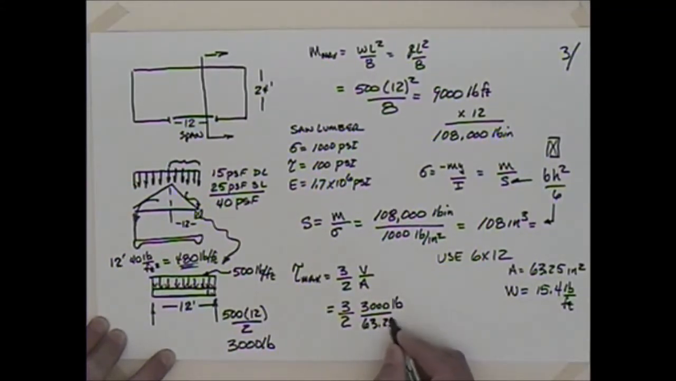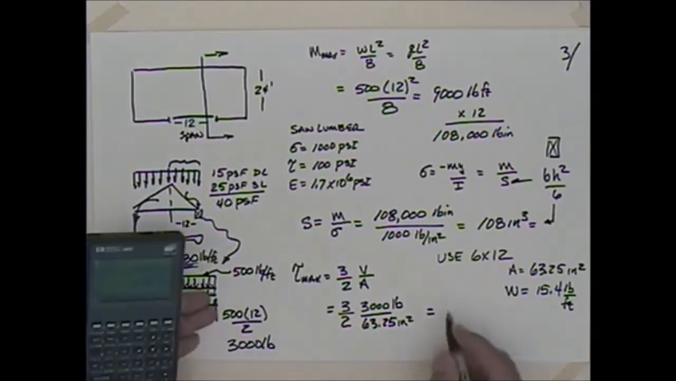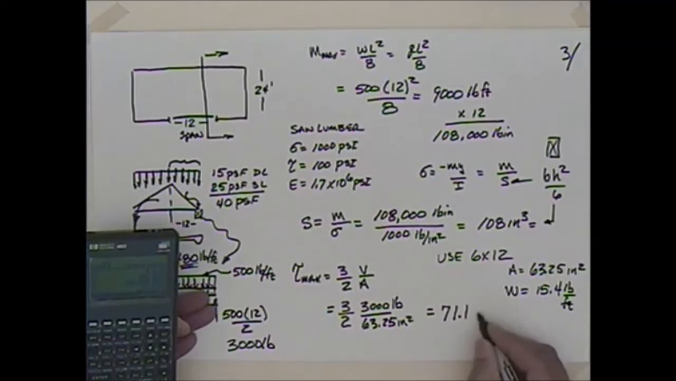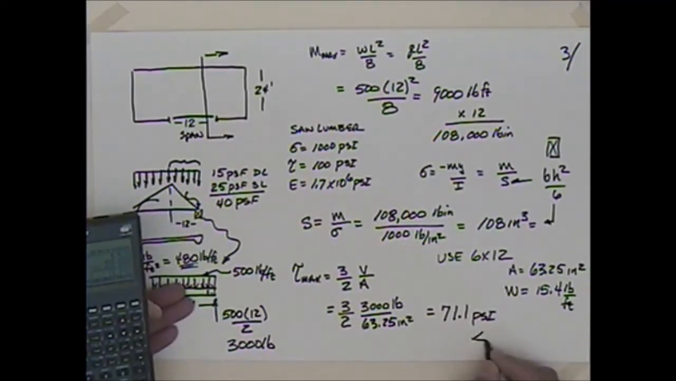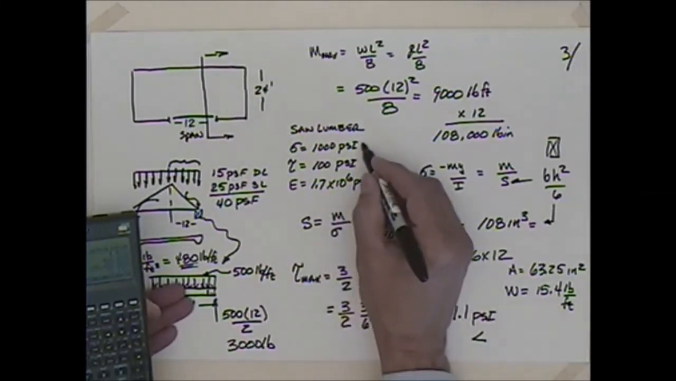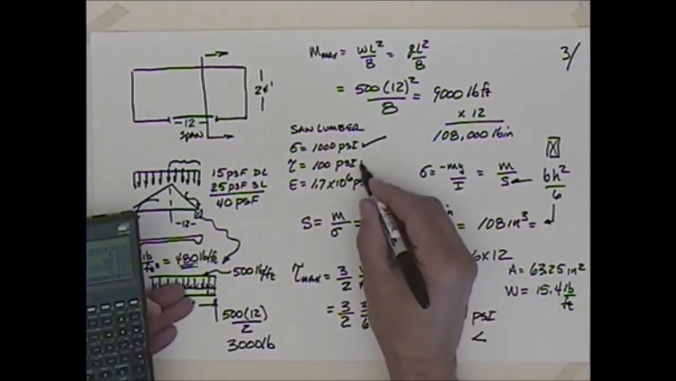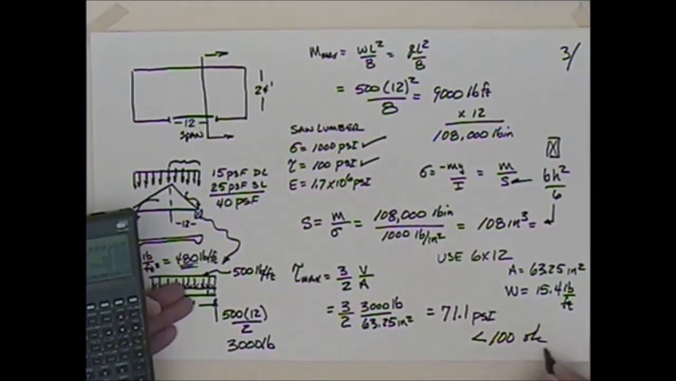And the area, 63.25 inches squared. So we come up with 3,063.25, divide that, 71.1 psi, which is less than the 100 up here. So we designed it based on this 1,000 and came up with a 6 by 12. We checked our 100. That's less than the 100. So we're okay with that.